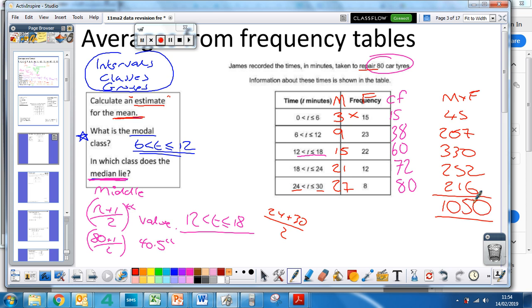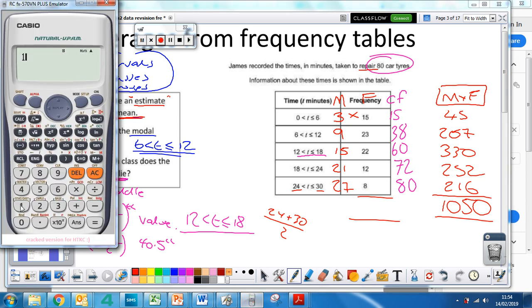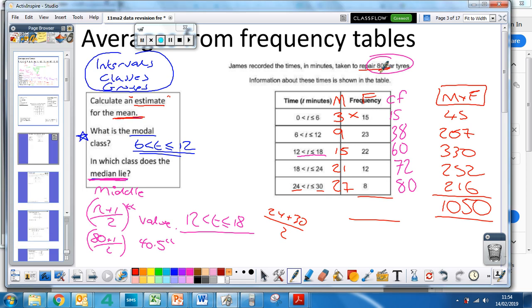So in terms of the mean, the total divided by how many, this is our big total. In terms of how many, that's our total frequency. So we need to total up the frequency column. Again, we can use a calculator to be careful. 15 plus 23 plus 22 plus 12 plus 8. Of course I should know it's 80. It says 80 in the question, and my cumulative frequency from earlier was 80. But we check it anyway.